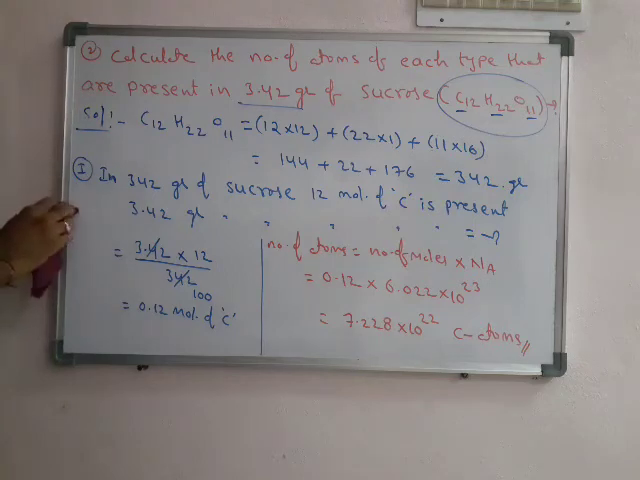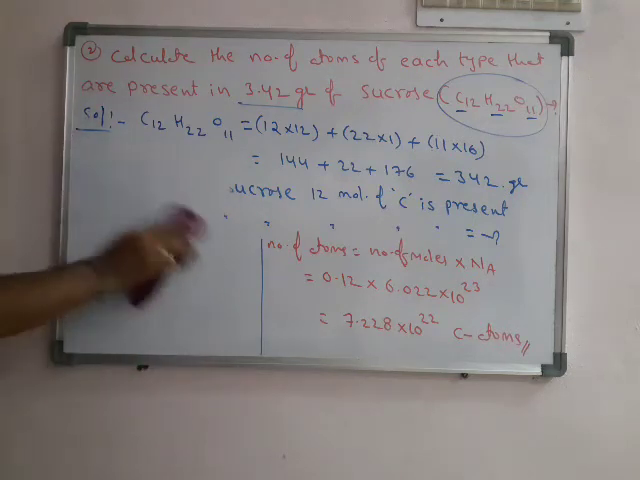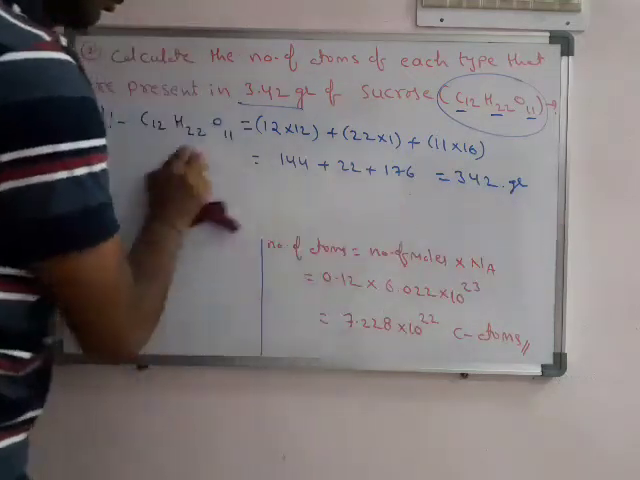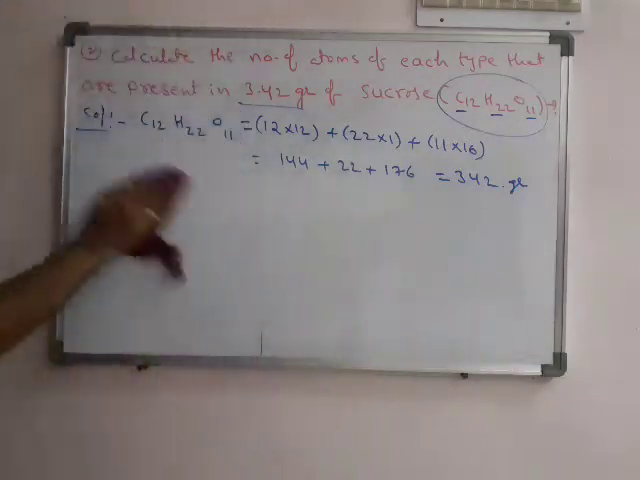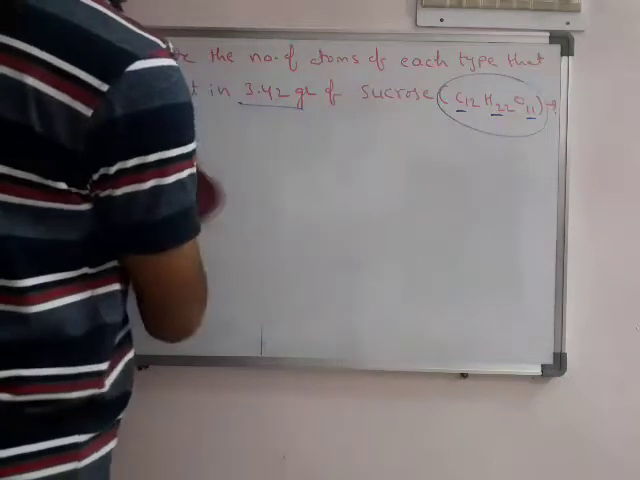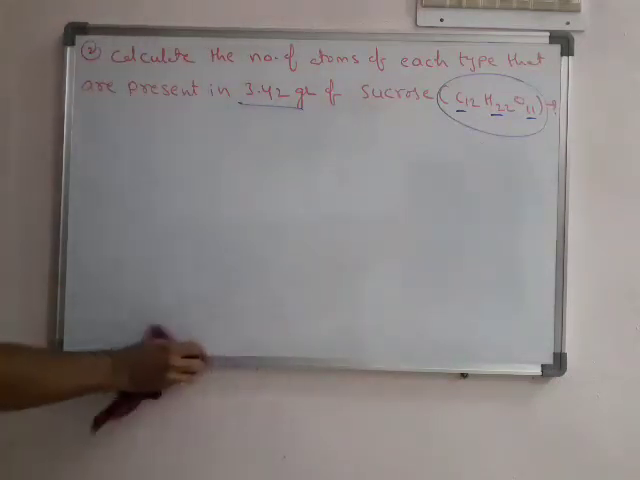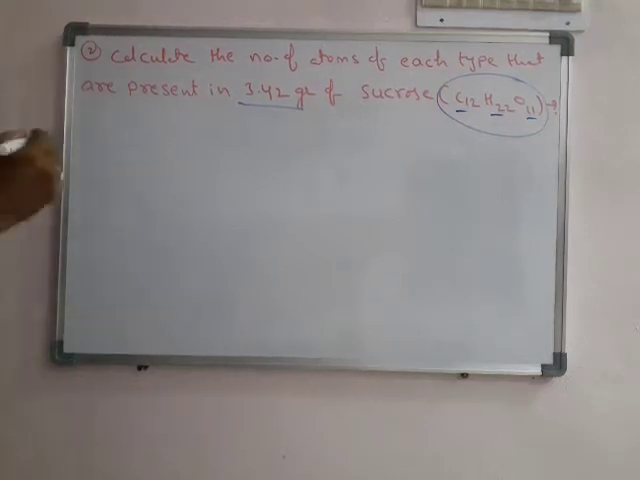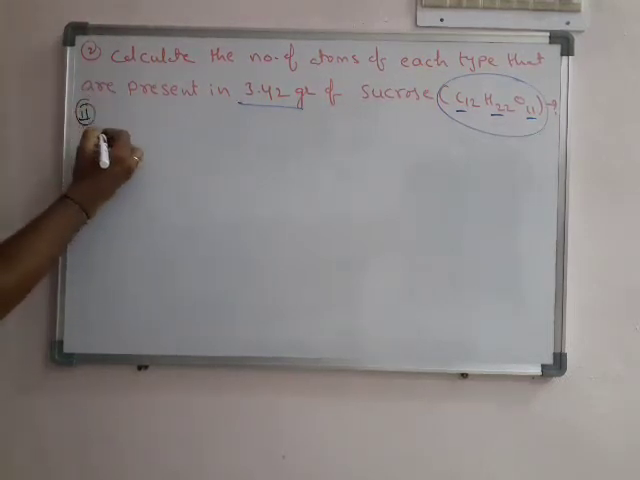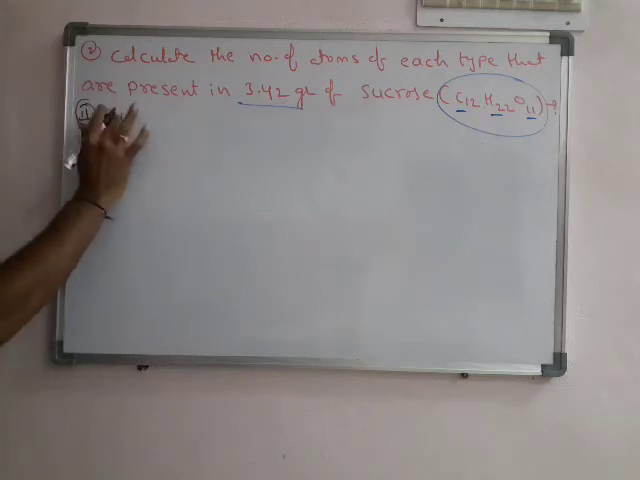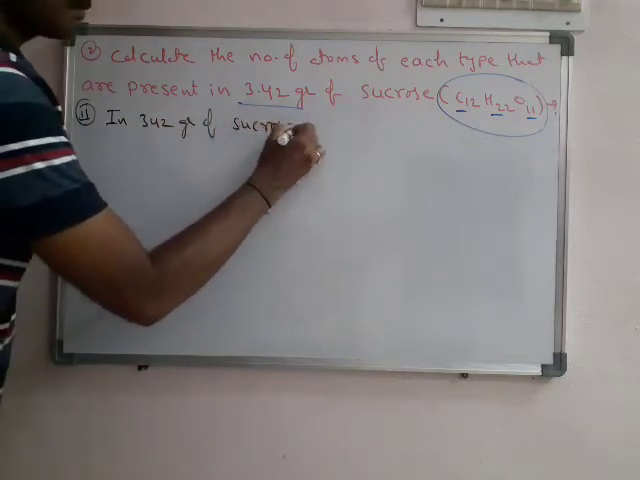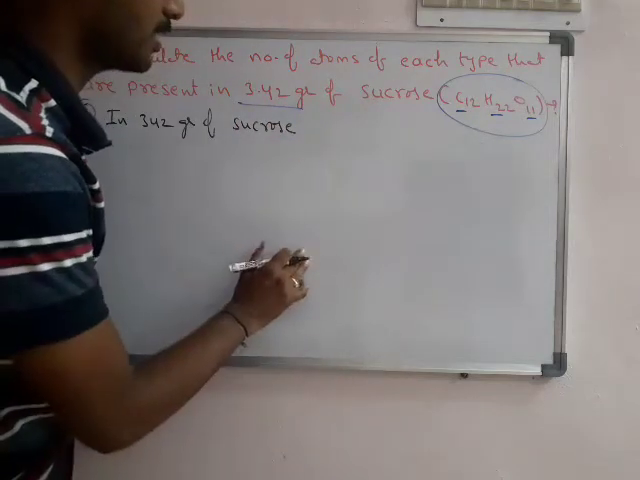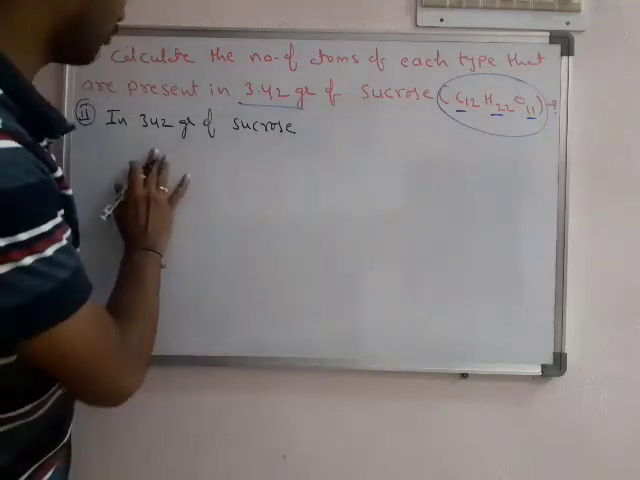Next we collected the second one. See the second one. So here we calculate the number of hydrogens. Same as before: in 342 grams of sucrose, how many moles of hydrogen are present? 22 moles. Actually the 342 grams is how many moles?